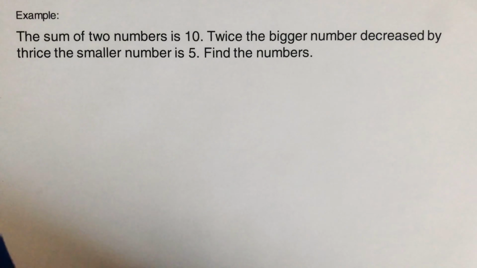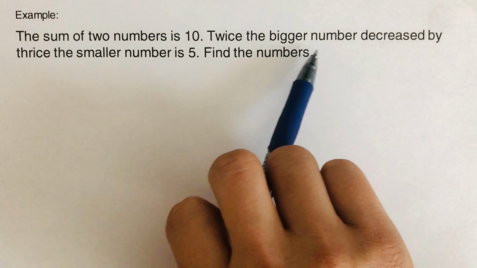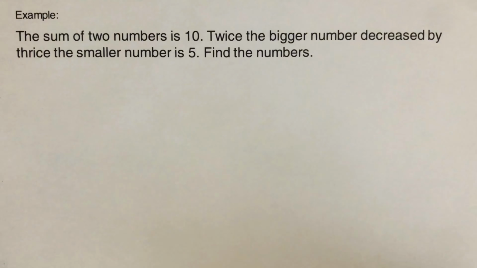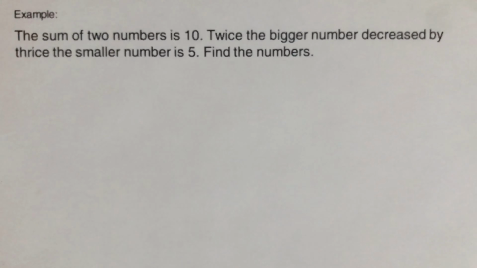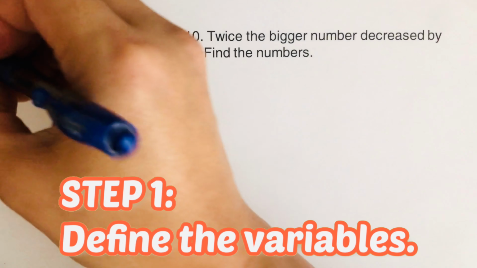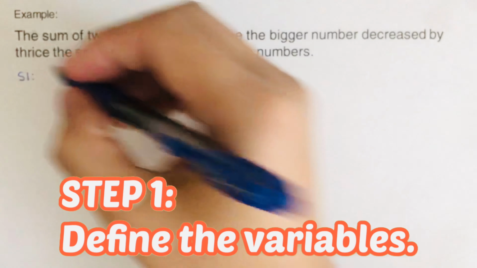So we go over the problem here. The sum of two numbers is 10. Twice the bigger number decreased by thrice the smaller number is 5. Find the two numbers. So we have the steps to follow in order that we can solve this. The first step is to define the variables. So I'm just going to label that up here. S1 represents step 1.